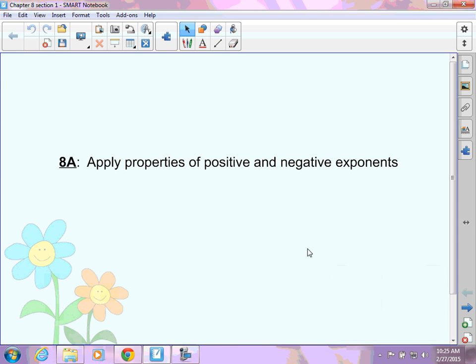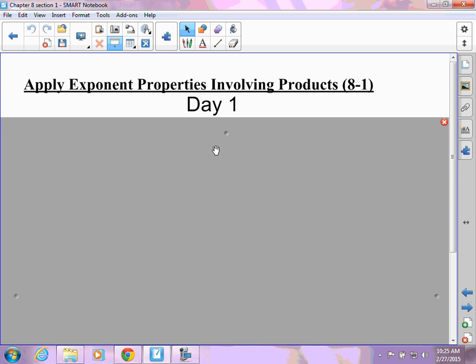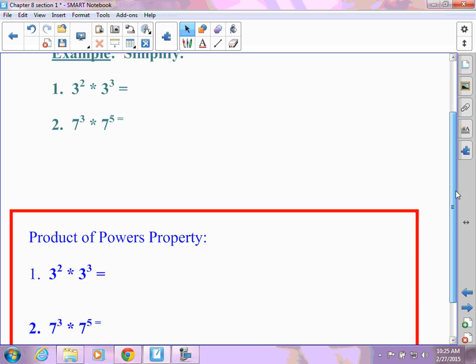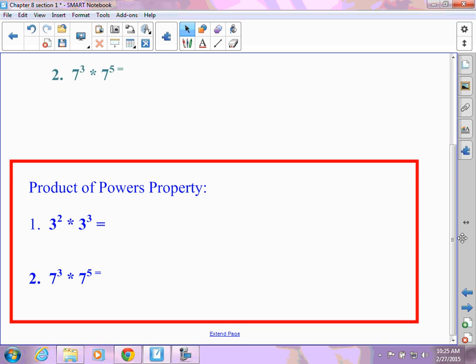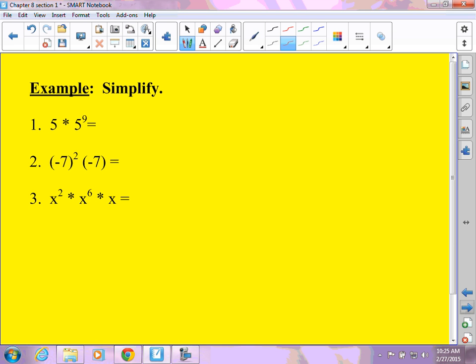We're going to look again at 8a, apply properties of positive and negative exponents. Now, let's just review a little bit about yesterday. Yesterday was day 1. And you remember we came up with a special rule. When I've got two numbers that have the same base, what do I do with their exponents? I add them. So this would be 3 to the 5th, and this would be 7 to the 8th. Okay, good. And then we went on and we simplified, and we did a couple more examples.